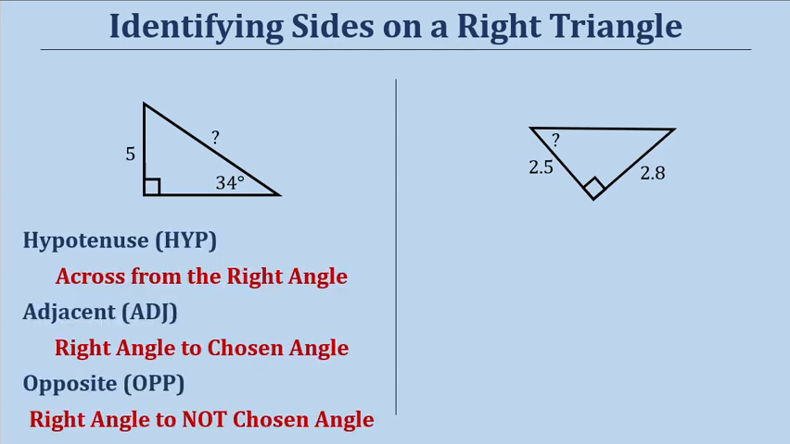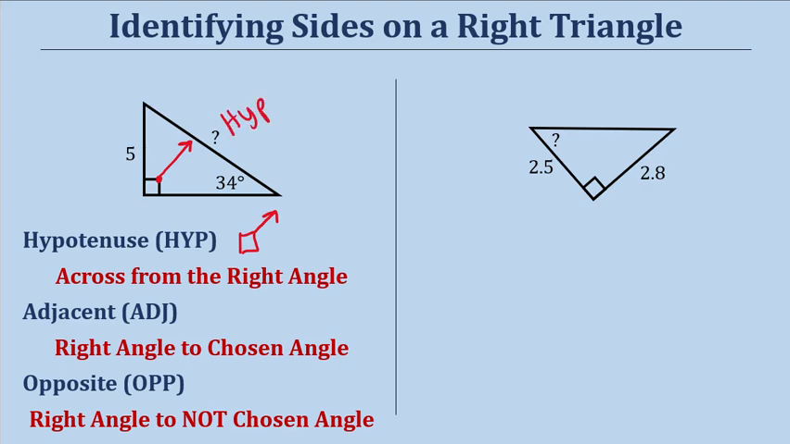The three sides are the hypotenuse, which is across from the right angle, the adjacent, which connects the right angle to an angle that you choose, and the opposite, which connects the right angle to the angle you did not choose. One of the easier ways to do this is by drawing arrows to connect the right angle to these three pieces. For the hypotenuse, I would start at the box and go from the corner across the triangle. So here I start at this inner corner of that right angle box and I draw a diagonal arrow across the triangle. That's going to identify the hypotenuse side for me.